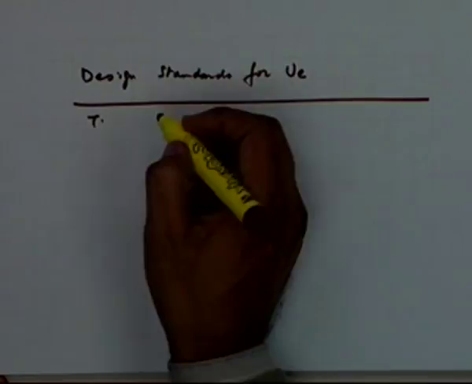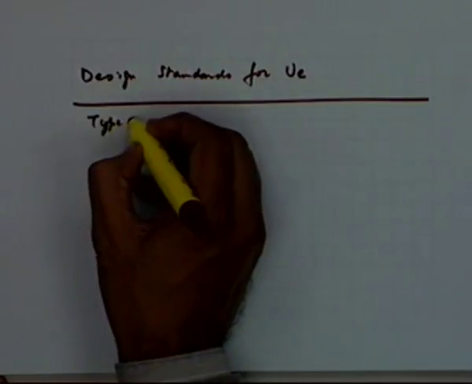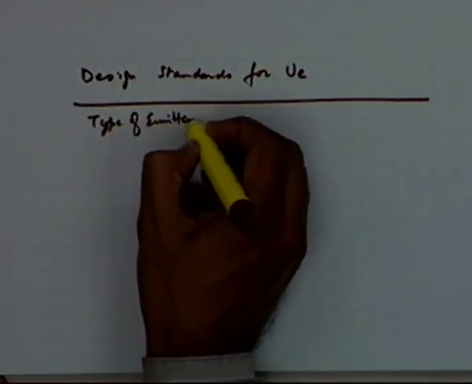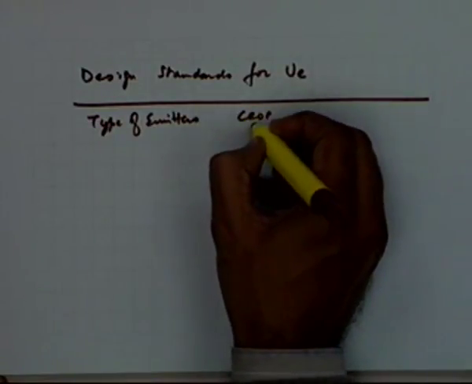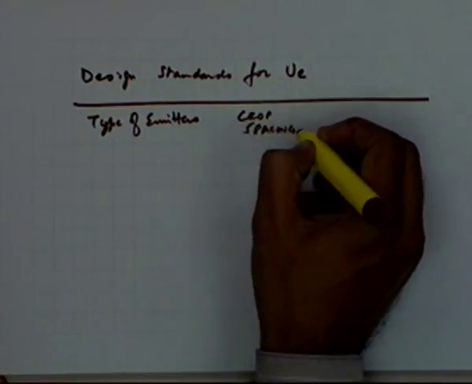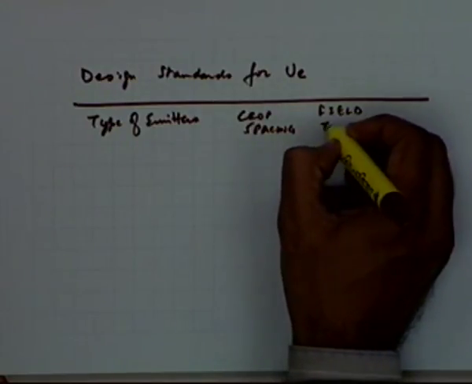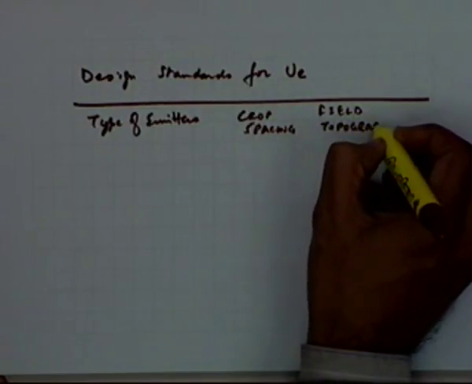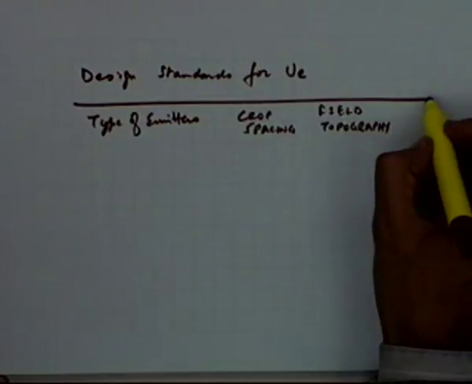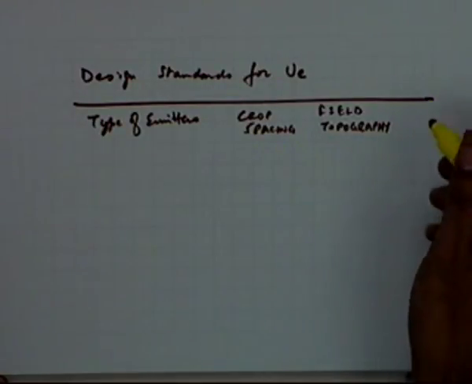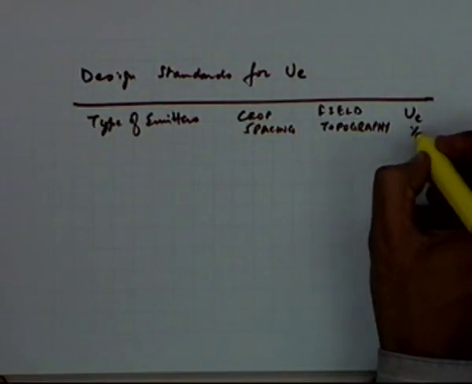It gives the emission uniformity which is achievable or which is possible for different types of emitters, and also with respect to the crop spacing, the field topography is another parameter which has been used in this particular information, and the emission uniformity in percentage.